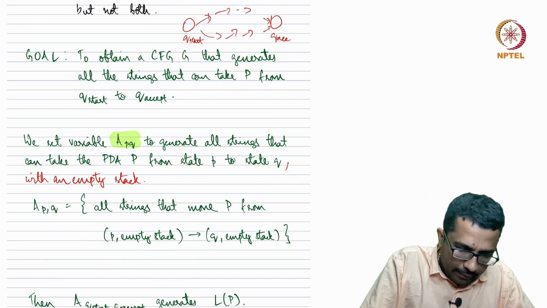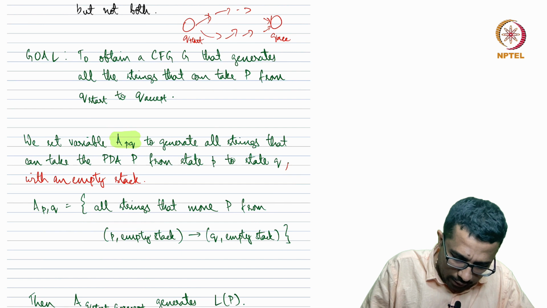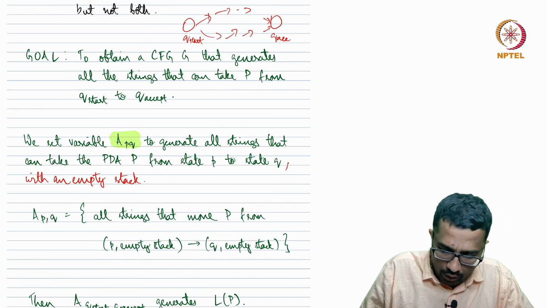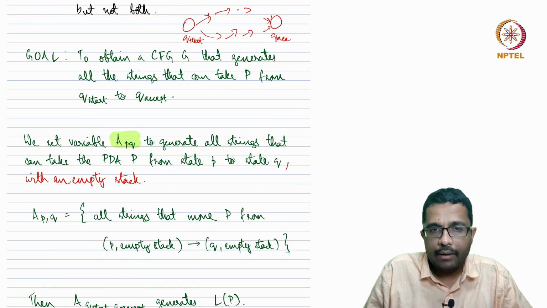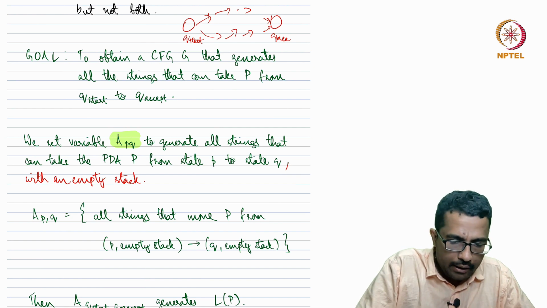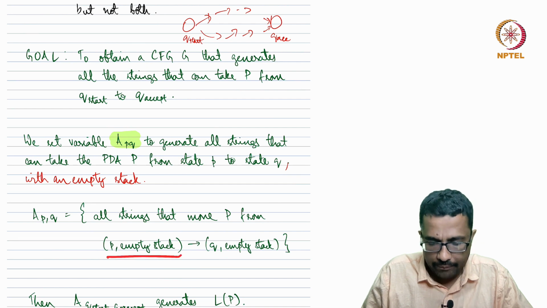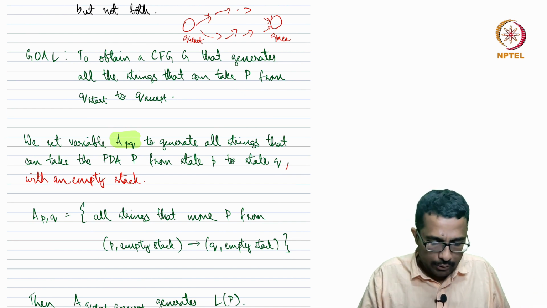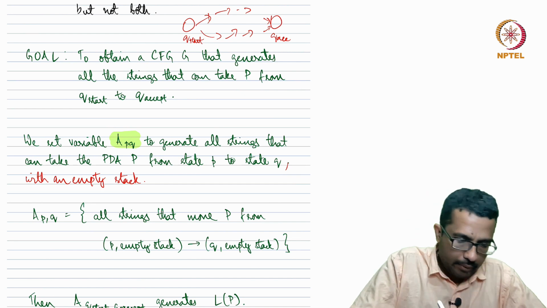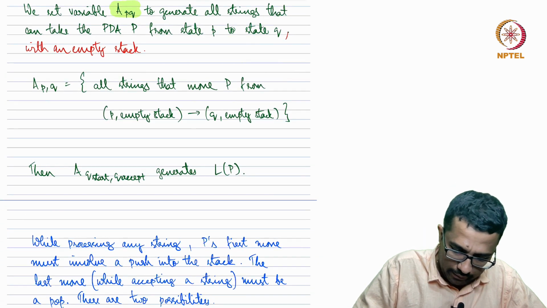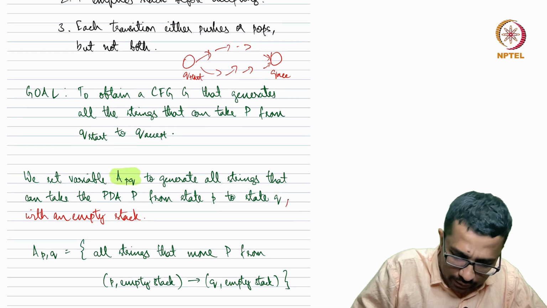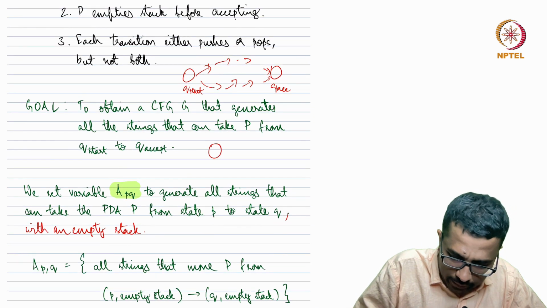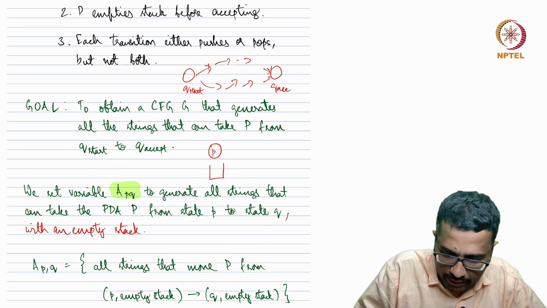Again, more formally, I'm writing it here. This is the set of all strings, the same thing that I'm saying again: all strings that take the PDA from the state p with an empty stack to the state q with an empty stack. So this will be the set of all strings. Maybe I'll just draw a small picture. Suppose this is state p, let's say the stack is empty here, and you want these strings that can move from the state p to state q.